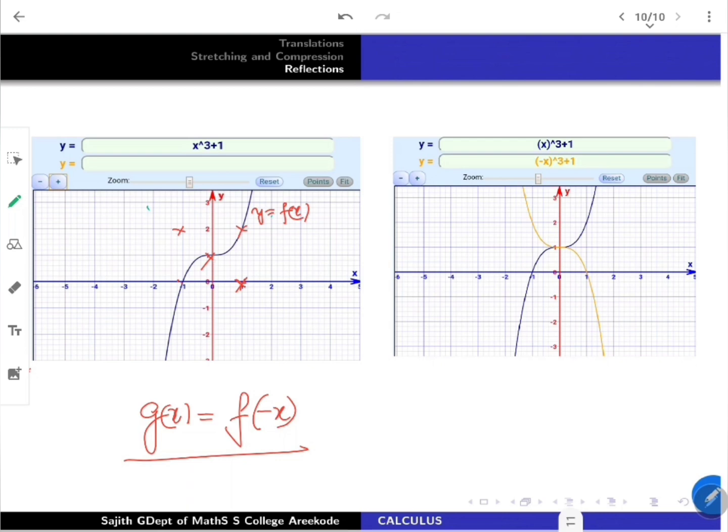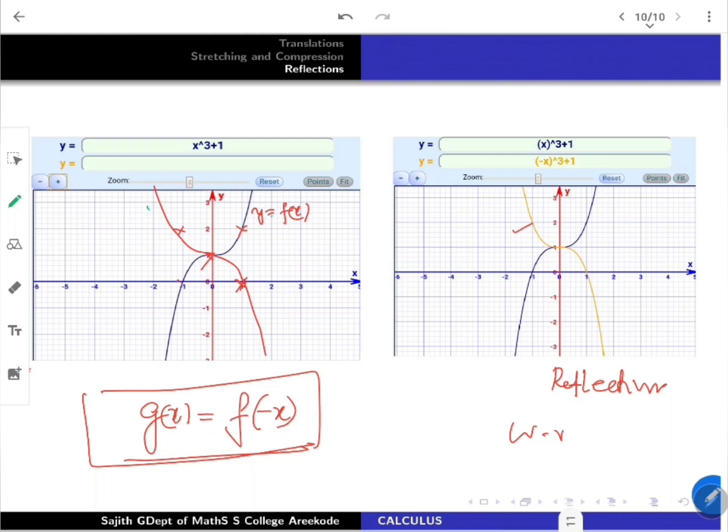So altogether, the same thing is happening everywhere. So I will get the function reflected like this. So that is the yellow graph shown here, g of x equals f of minus x. So we will be getting a reflection. So g of x equals f of minus x will give us a reflection with respect to the y-axis. So you have to consider the y-axis as the mirror and you will get reflected here. That is what a reflection generally does.